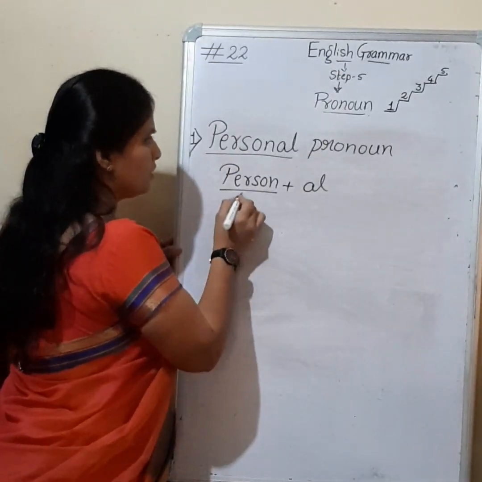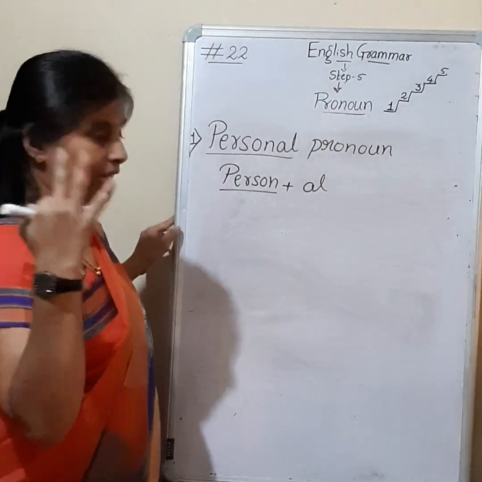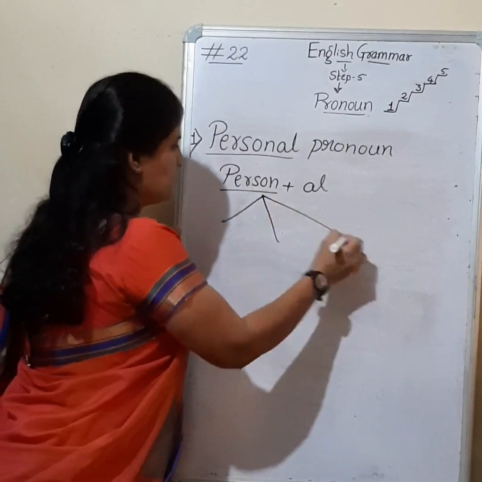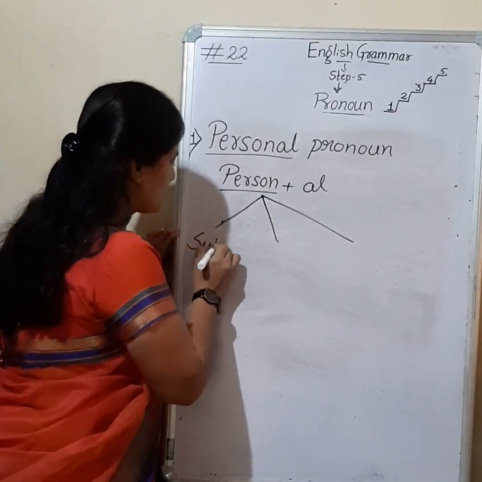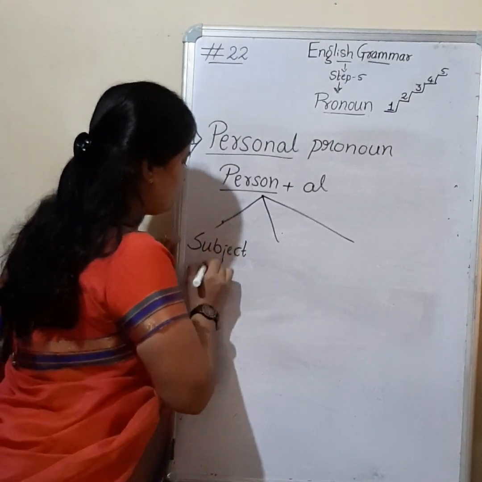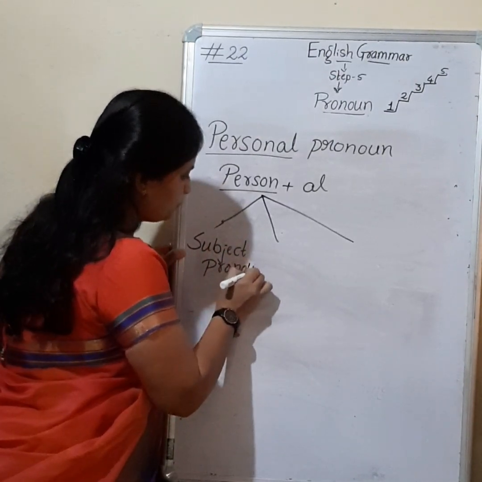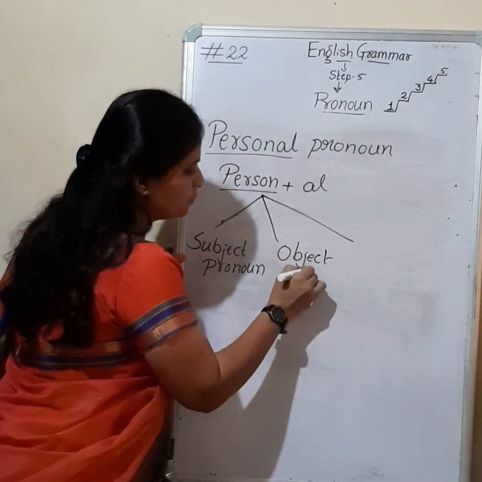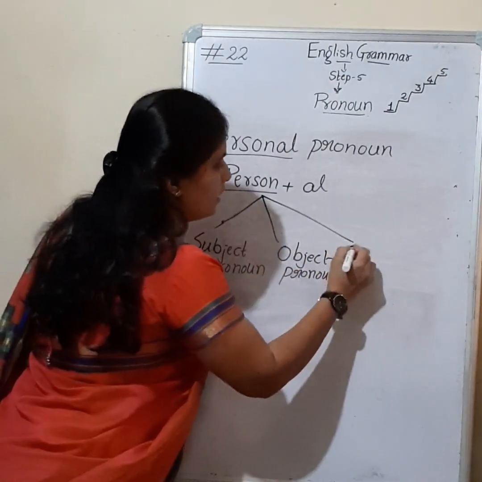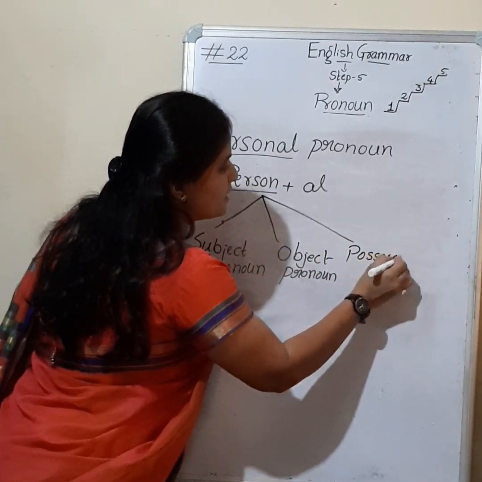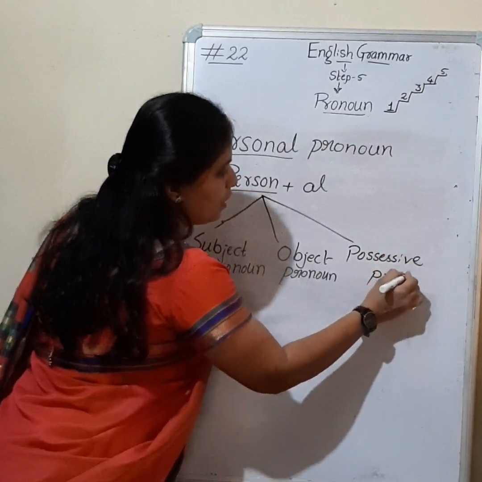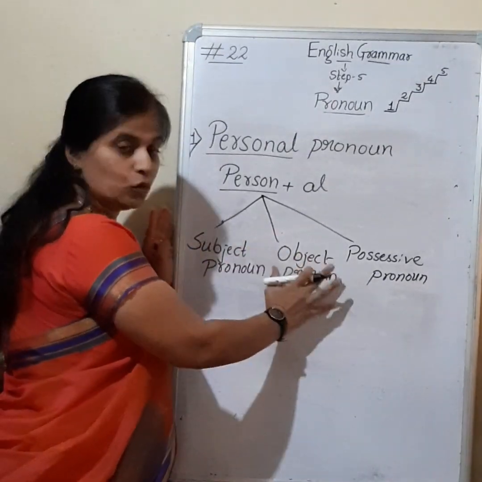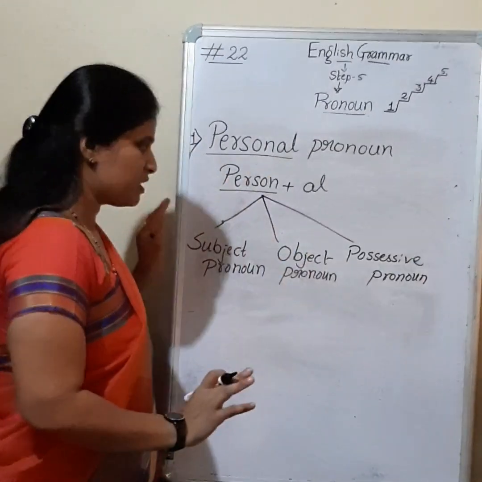In this personal pronoun also, there are three types. What are those? Let me tell you now. That is subject pronoun, object pronoun, and possessive pronoun. Okay. So let us focus on these two first. Afterwards, we'll go to this possessive pronoun.